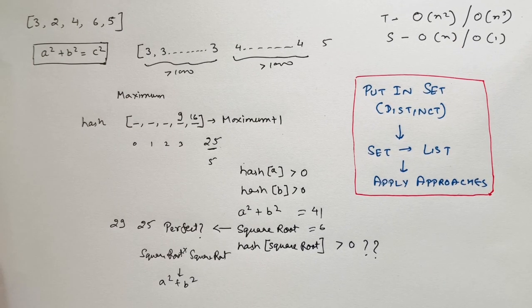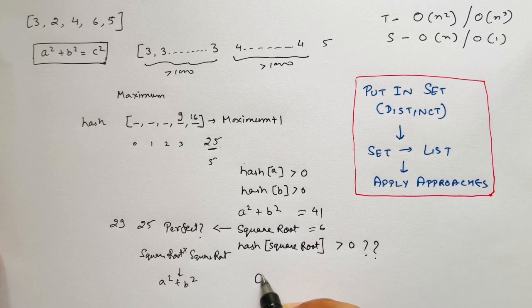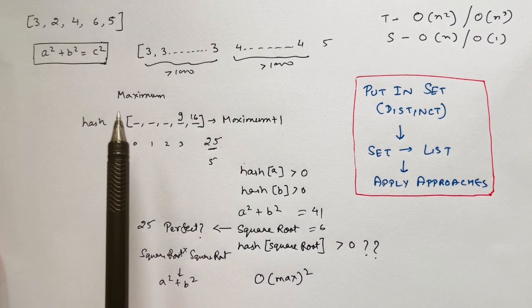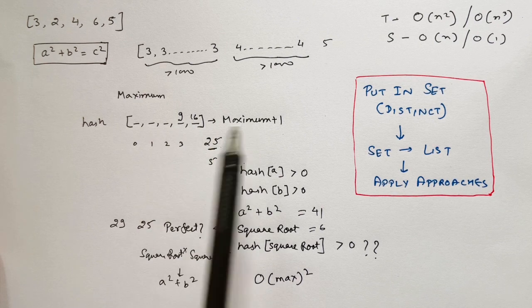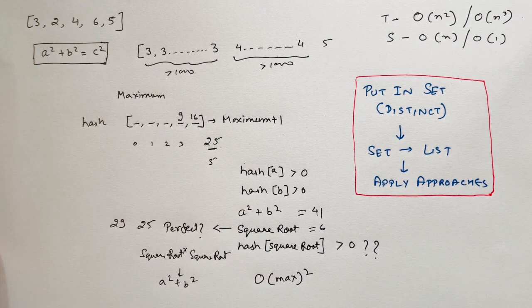What will be the time complexity and space complexity of this approach? Time complexity of this approach will be big O of max square, because we are running two nested loops in this array whose size is dictated by the maximum. And space complexity will also be big O of max, because the size of this array is dictated by the maximum.